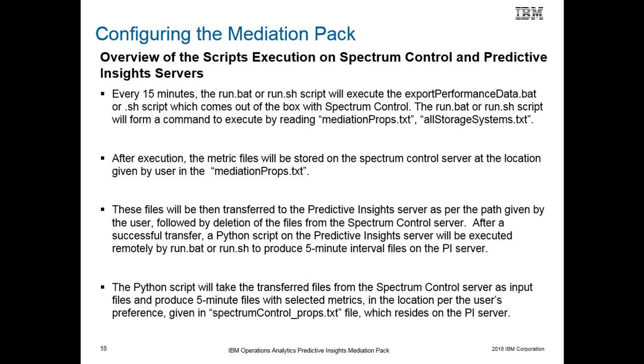This slide is an overview of the script execution process on both the Spectrum Control and Predictive Insights servers. The run.sh script is executed every 15 minutes to execute the export performance data script, which is provided by the Spectrum Control product. The script produces metric files that are stored at the Spectrum Control server at the location specified in the mediation props configuration file. The metrics files that have been created will then be transferred to the Predictive Insights server, which will then be processed by a Python script that will create 5-minute interval CSV files so that the Predictive Insights product can process them.